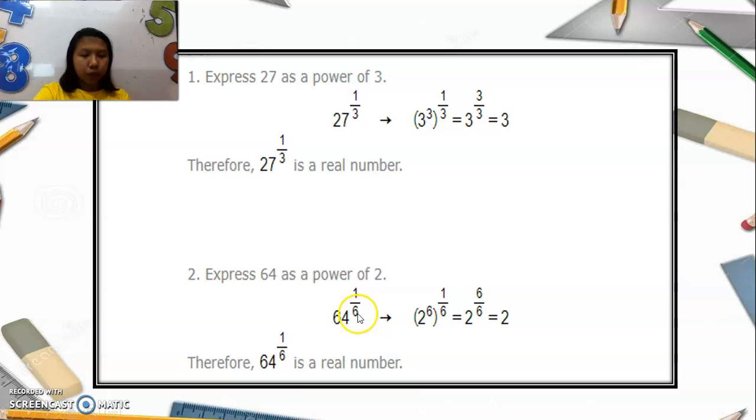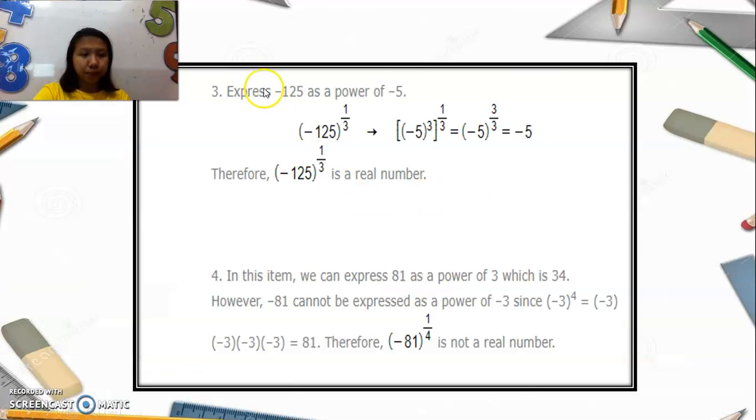Okay, so we need to have a number that when we raise it, it will be raised to 6 because our index is 6. So 64 will be converted to 2 raised to 6. And then 6 times 1, it will be 6. 1 times 6, the answer will be 6. And 6 divided by 6, the answer will be 1. So therefore, we have here 2 as the value. Therefore, 64 raised to 1/6 will be a real number.